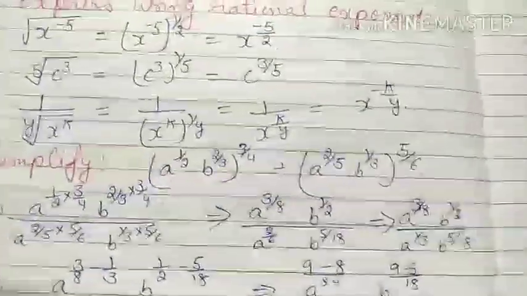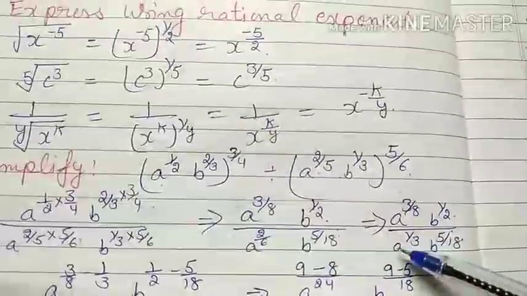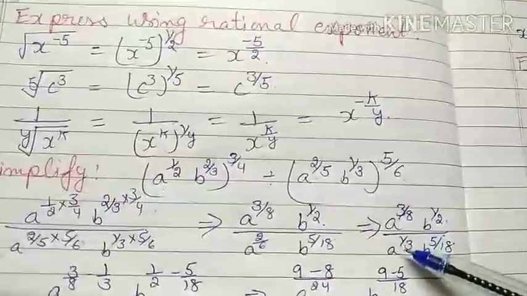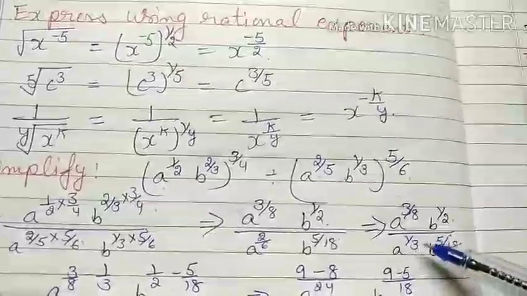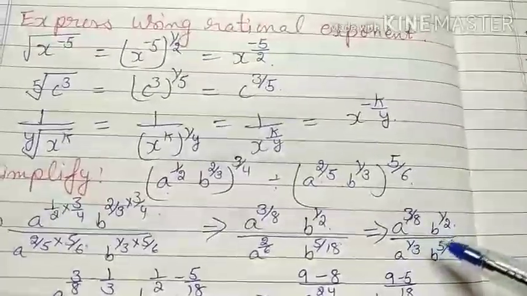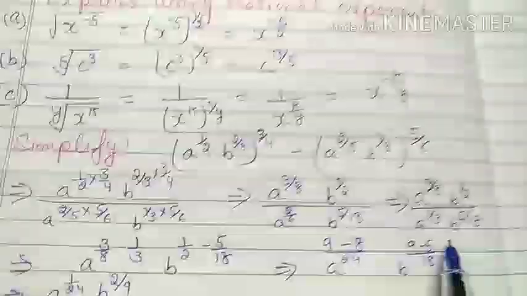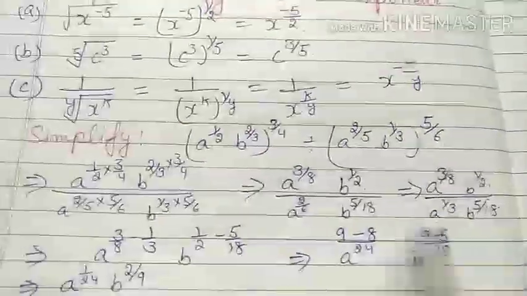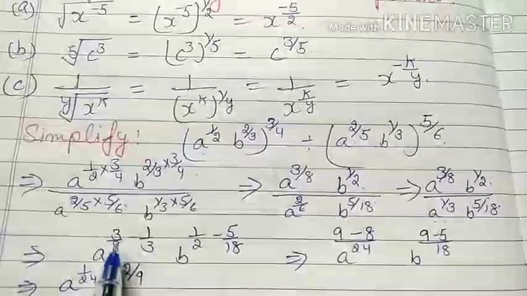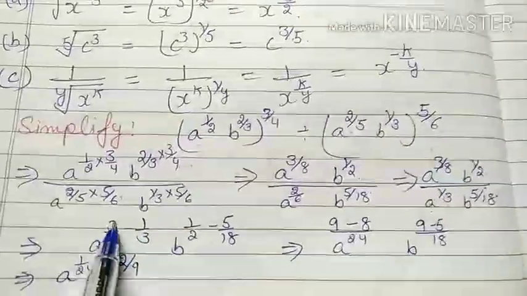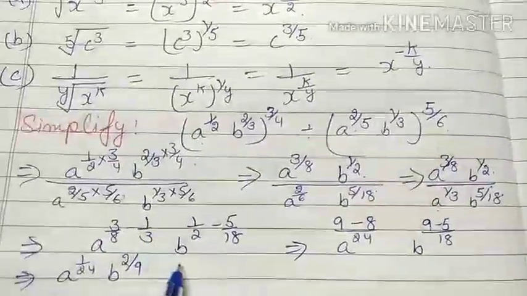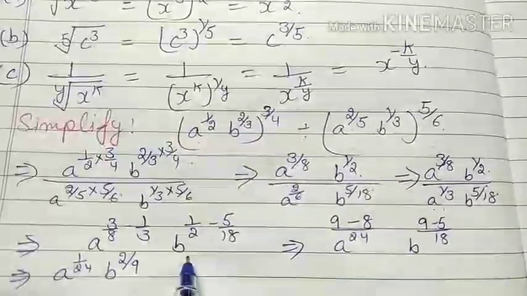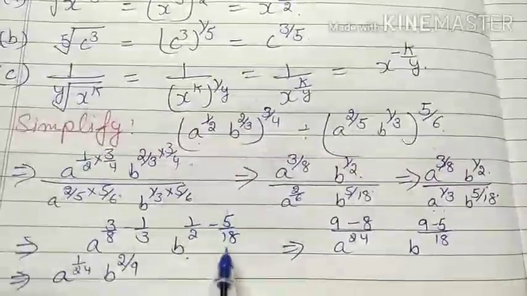Now the next step is, if the base is the same, with one base in the numerator and another in the denominator, the power should be subtracted when it moves upward. Like here, if it is 3 by 8 and the denominator is 1 by 3, when the power goes upward that becomes 3 by 8 minus 1 by 3. Similarly, another base is b raised to 1 by 2 minus 5 by 18.